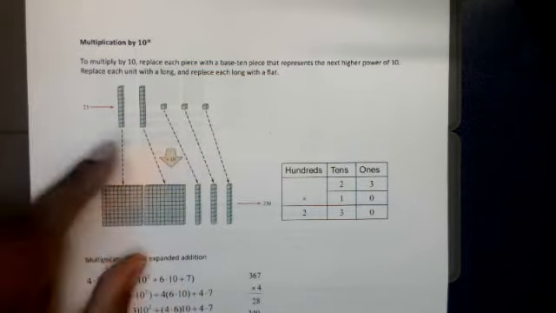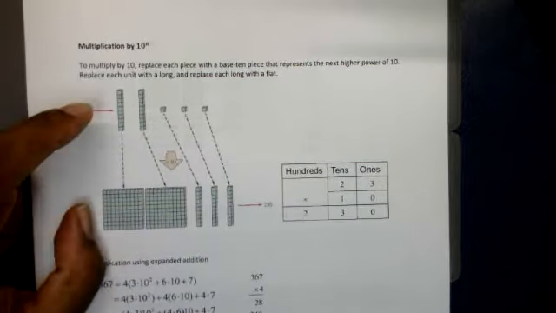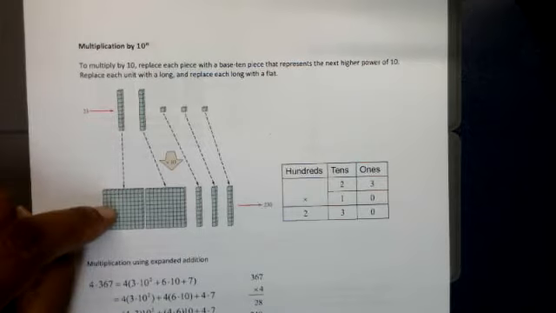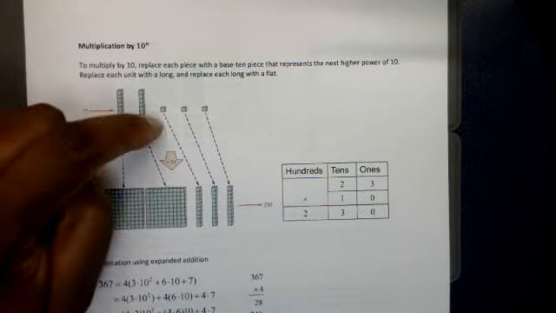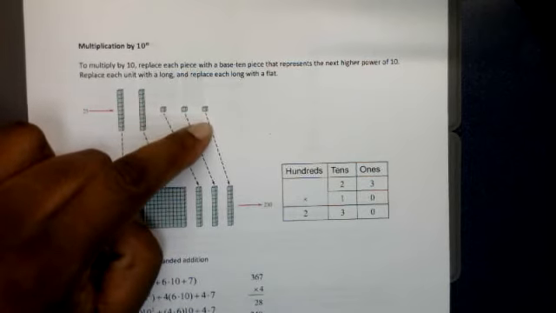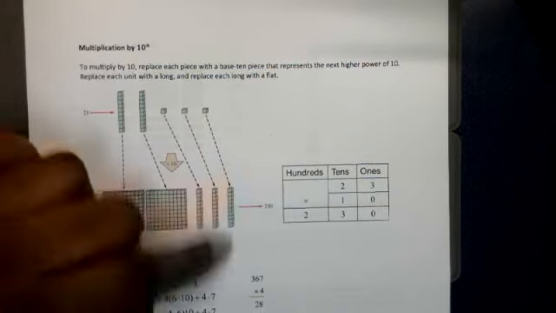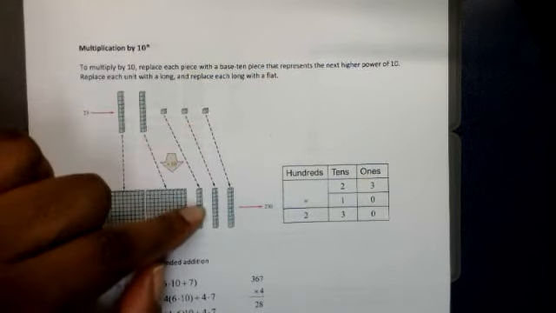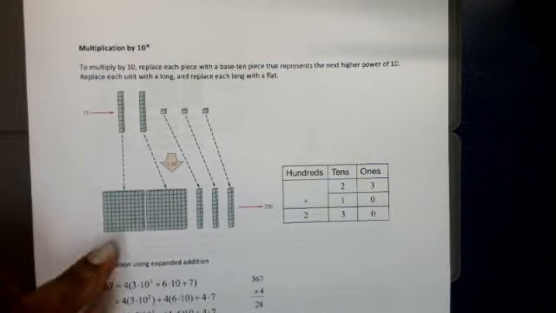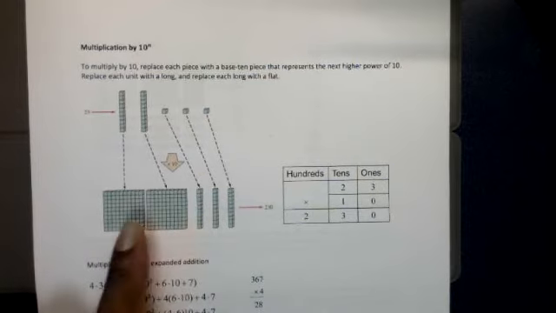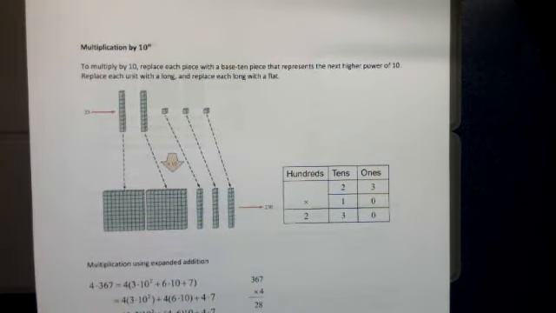And we're multiplying by 10. So for each long, we're going to replace it with a flat. So this long will be replaced with a flat, and this long will be replaced with a flat. So we have 2 flats. And for each of these unit pieces, we're multiplying by 10, so each will be replaced with a long. So those 3 unit pieces will be 3 longs. And this is what our answer is going to be: 2 flats, 3 longs, which represents 230.